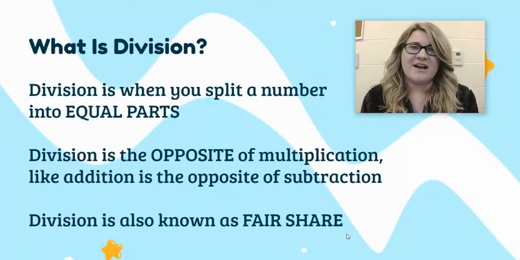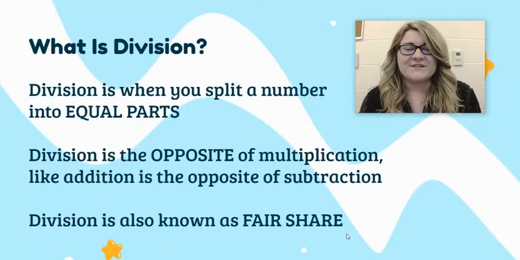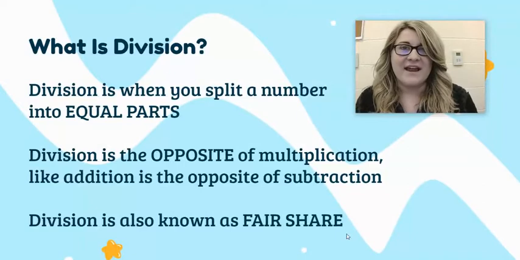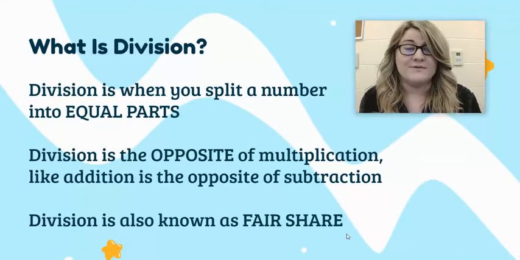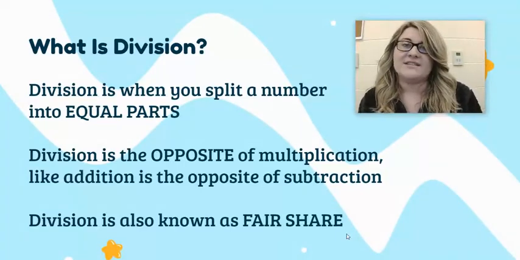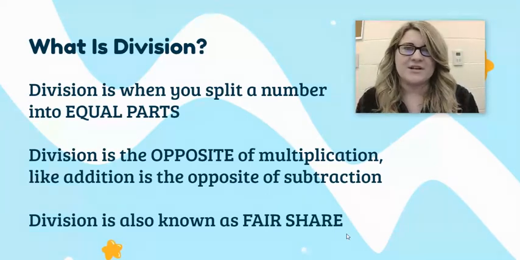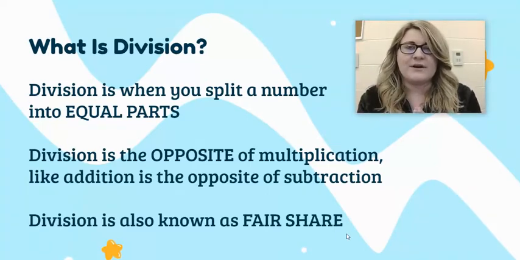So first of all, let's talk about what division is. Division is when you split a number into equal parts. It's when you take a large number like 10 and divide it into smaller groups to share it. Some people call this fair share. The important thing about division is that every single group has got to be equal. It's just like multiplication, but backwards. So that's what we're going to be talking about today.